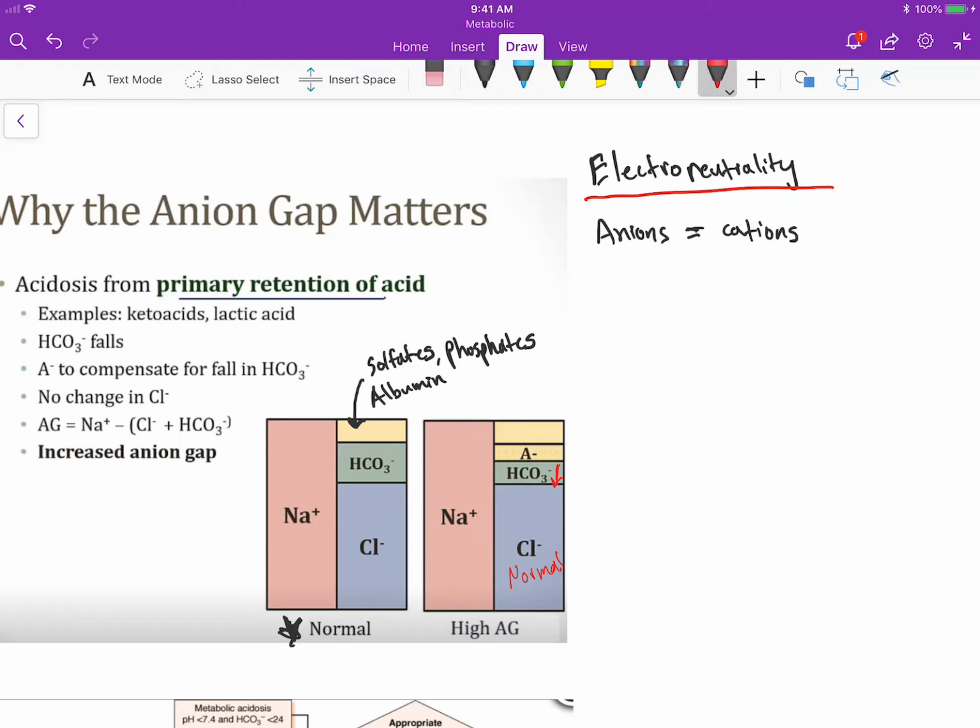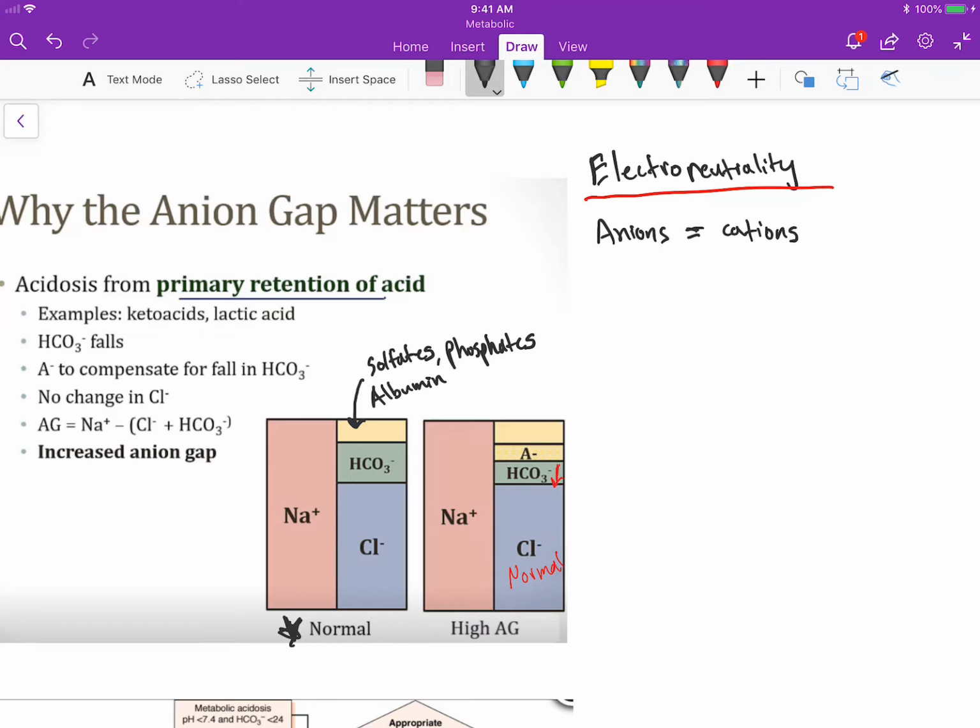I just want to point out really quick that sometimes we have to correct for albumin, so let's conceptually understand why. If albumin's concentration normally takes up this much of the other anions in the blood, and let's say it's artificially reduced now to here, that's going to shrink this gap. So that's one way you can get an artificially low anion gap, but more to come on that later. I just want to point that out conceptually.